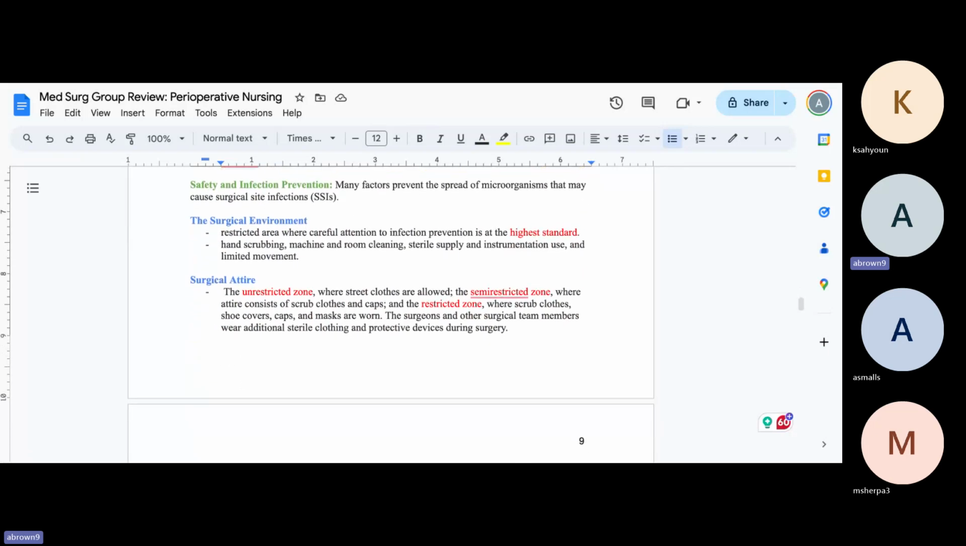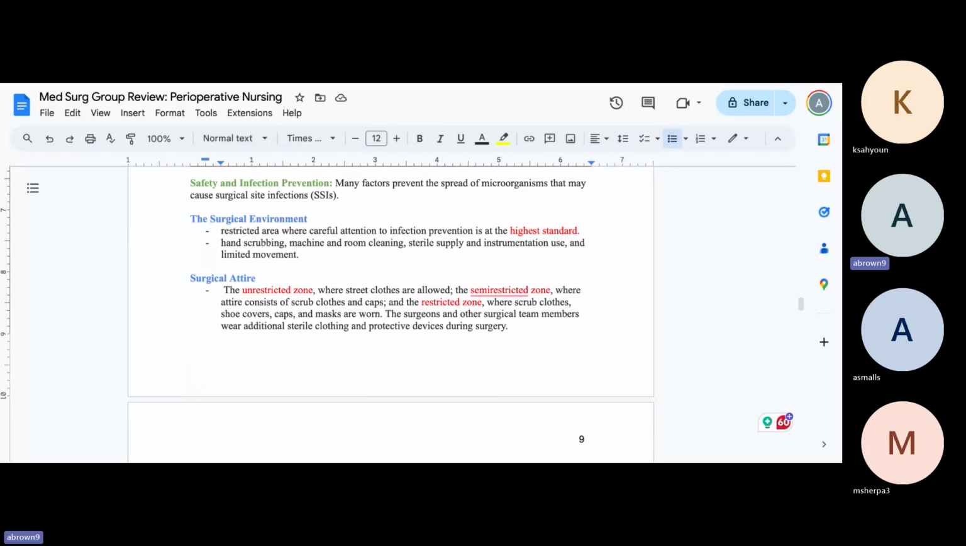Safety and infection prevention. So the OR is a sterile environment, so there are many factors to prevent the spread of microorganisms that may cause surgical site infections. So the surgical environment is a restricted area where careful attention to infection prevention is at the highest standard. So hand scrubbing, machine and room cleaning, sterile supply and instrumentation use, and limited movement.